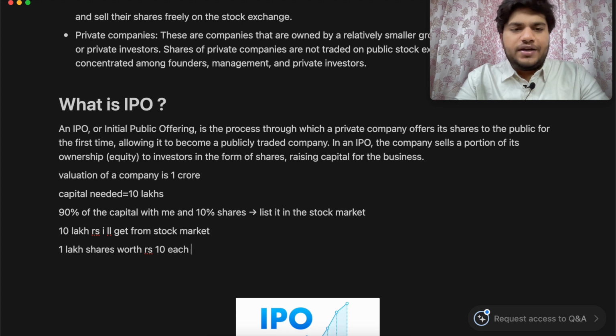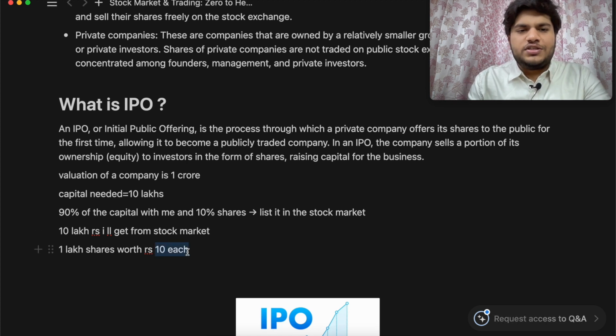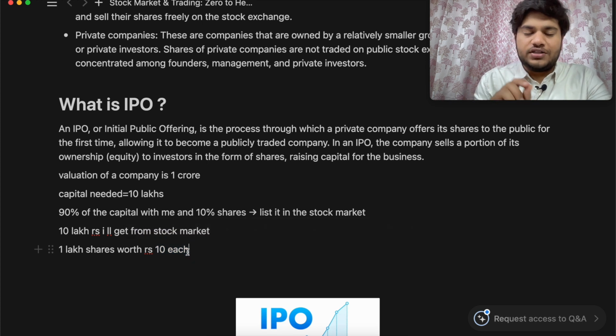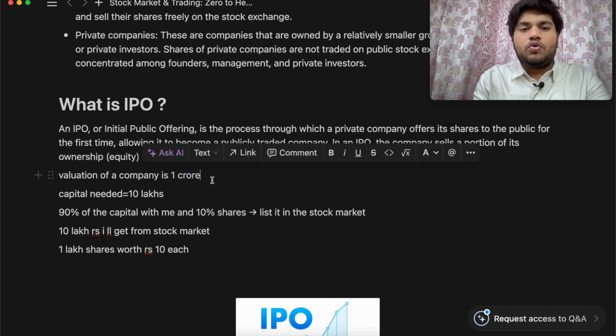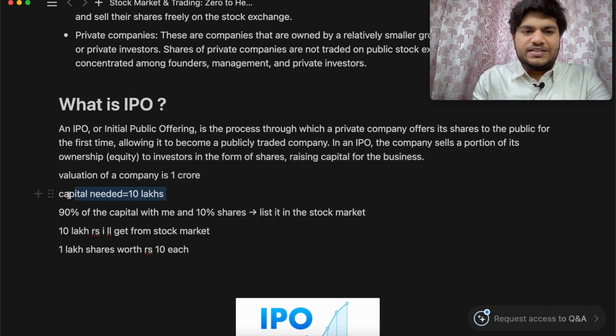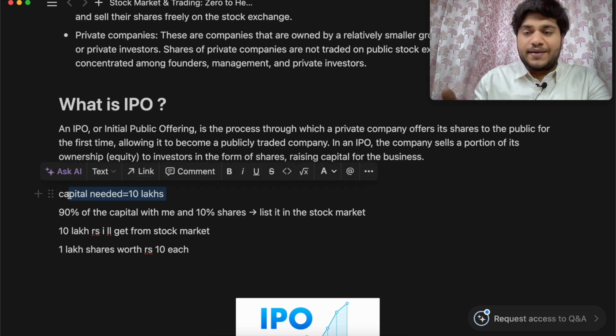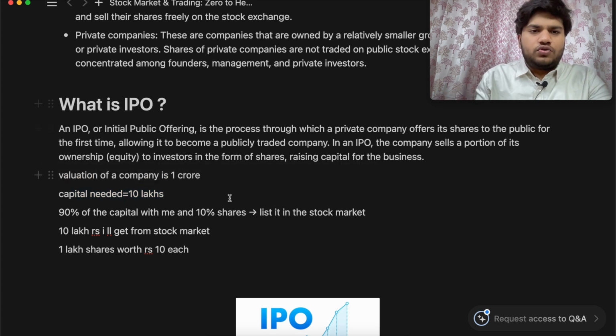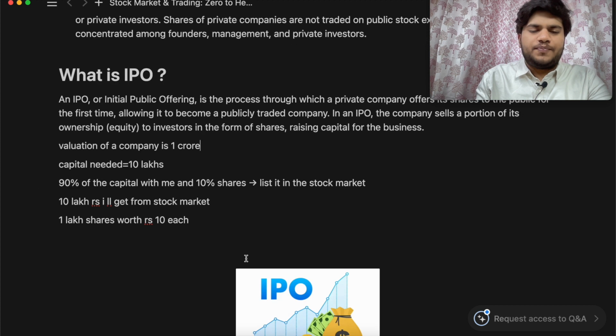If people are interested, my IPO should be fully subscribed so that I could get 10 lakh rupees. People will think that this share is worth 10 rupees now, but in the near future, the valuation of the company will go from 1 crore to 10 crores. Because I am raising capital, I'll do some business, I'll do expansion of the company. So basically it is for expansion or raising money.